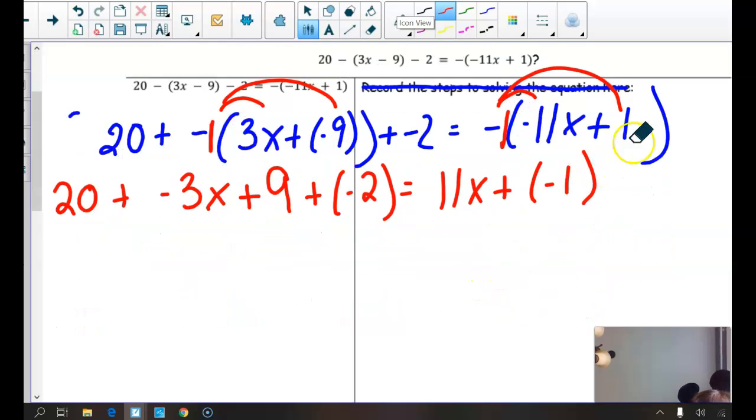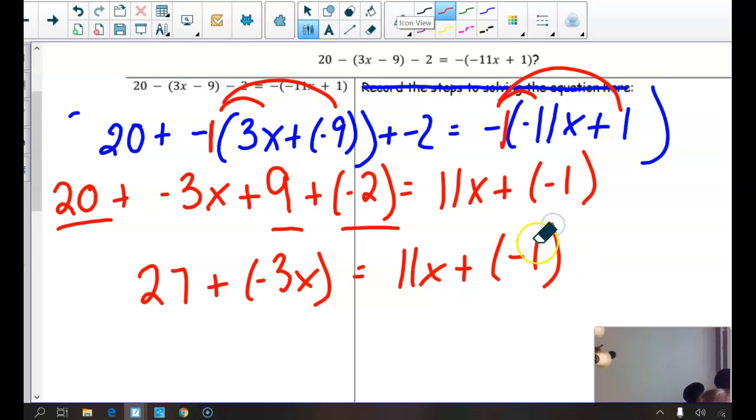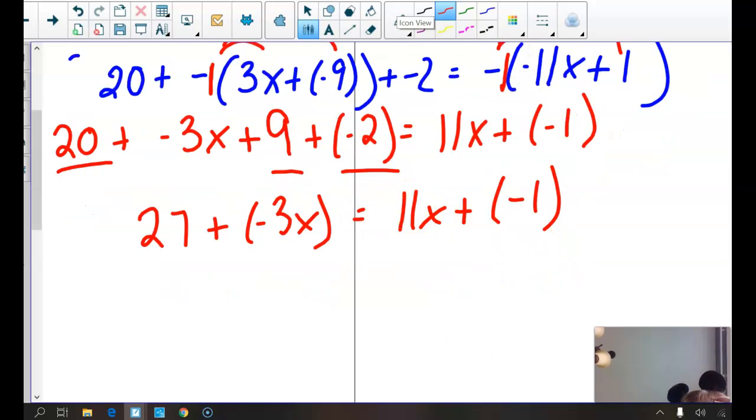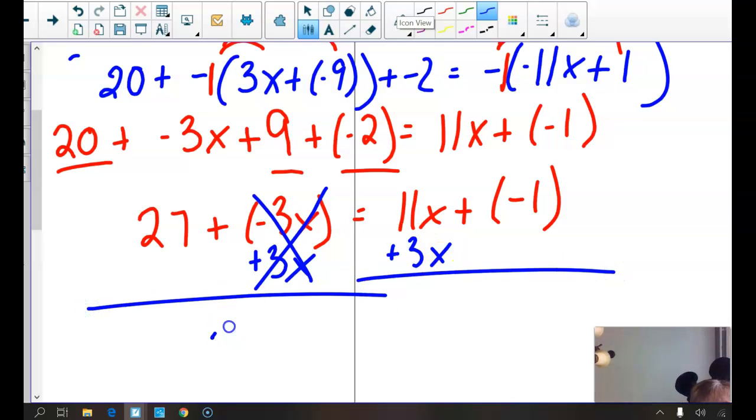Whew. All right, lots of steps, lots of work, but it's the same thing over and over. So we got the last C. We're going to combine all those together, and we're going to get 27 plus a negative 3x equals 11x plus negative 1. Now let's get rid of one of those x's. Either one. Let's get rid of the negative 3x, because that way we get rid of that negative at least. 27 on this side. Ding, ding, ding. That's all by itself. That's great.